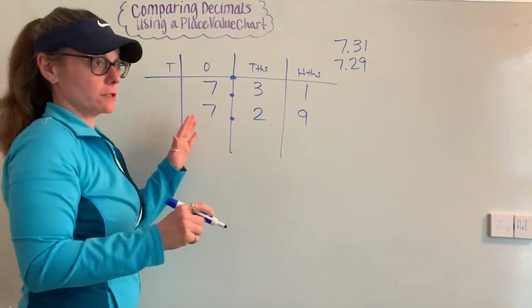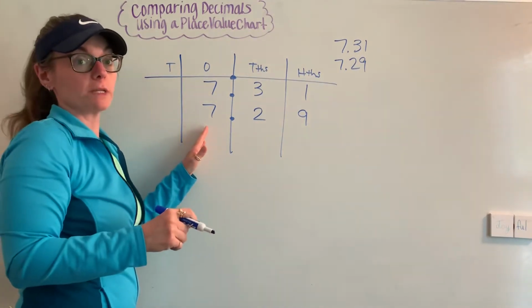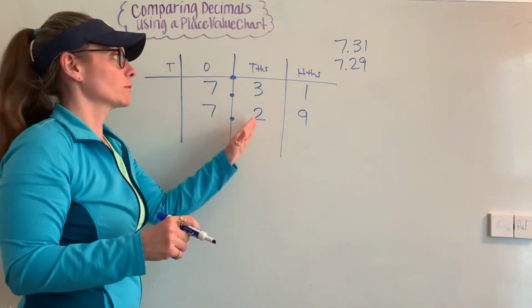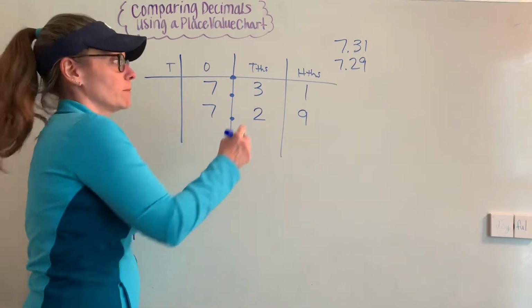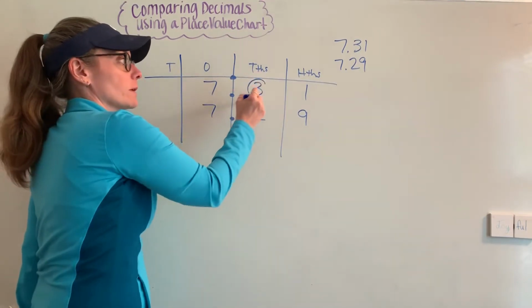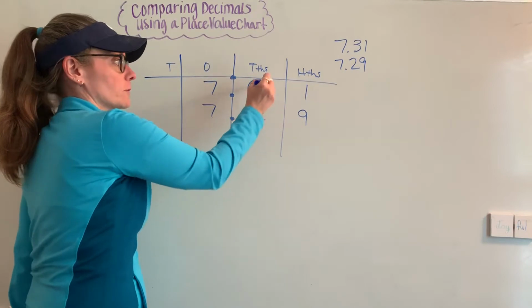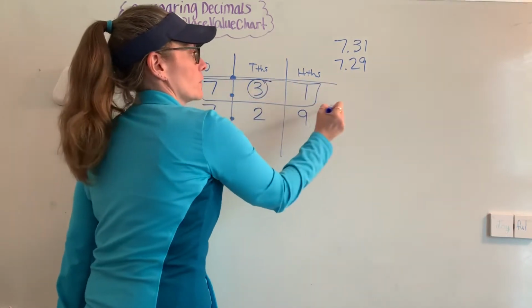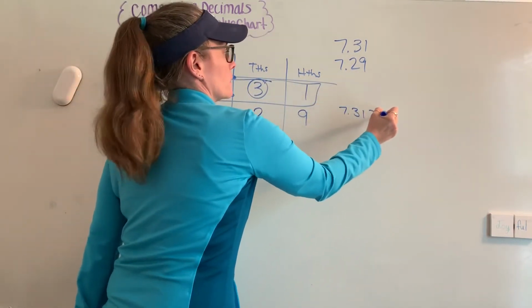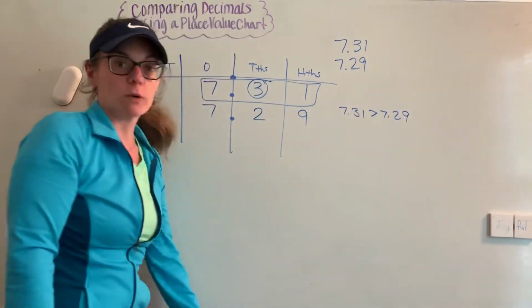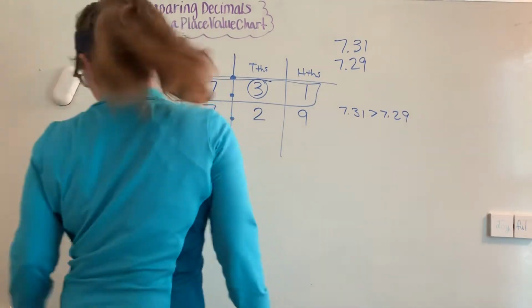Work your way left to right, start with the left. So in this case, it's the ones place. Both digits are 7, so I'm going to move to the tenths place. And my digits are different, so I already know that 3 is larger than 2. So 7 and 31 hundredths is greater than 7 and 29 hundredths. Okay, let's do another one.